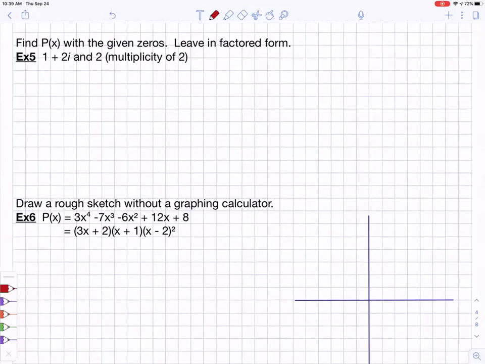So, example number 5. Find P of X with the given zeros. Let's stop right there. If you're given zeros, what does that mean to you? Okay, this isn't any different from what I've been doing. Leave in factored form is what it says. Okay, so let's do what we've been doing. Let's make a list of zeros.